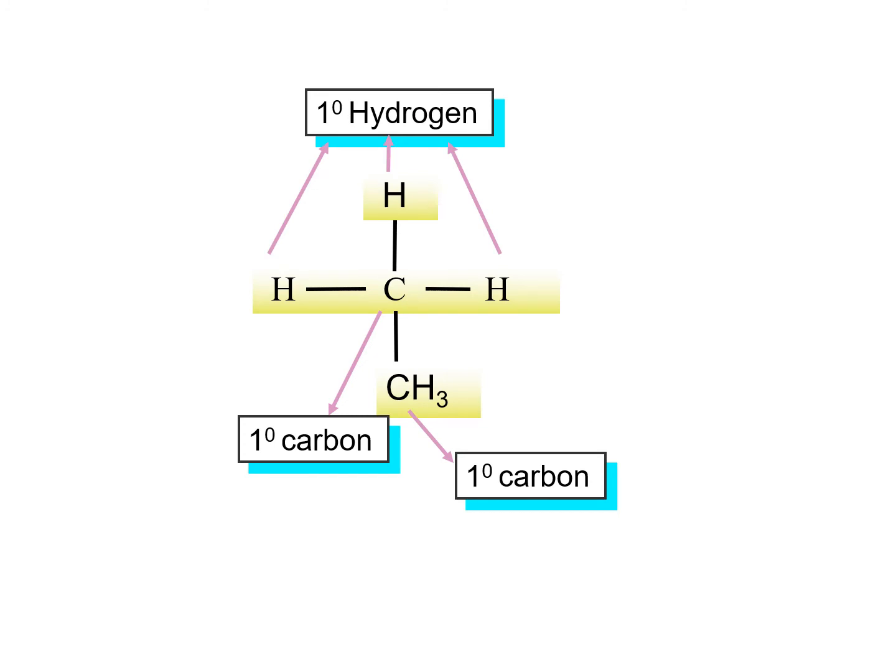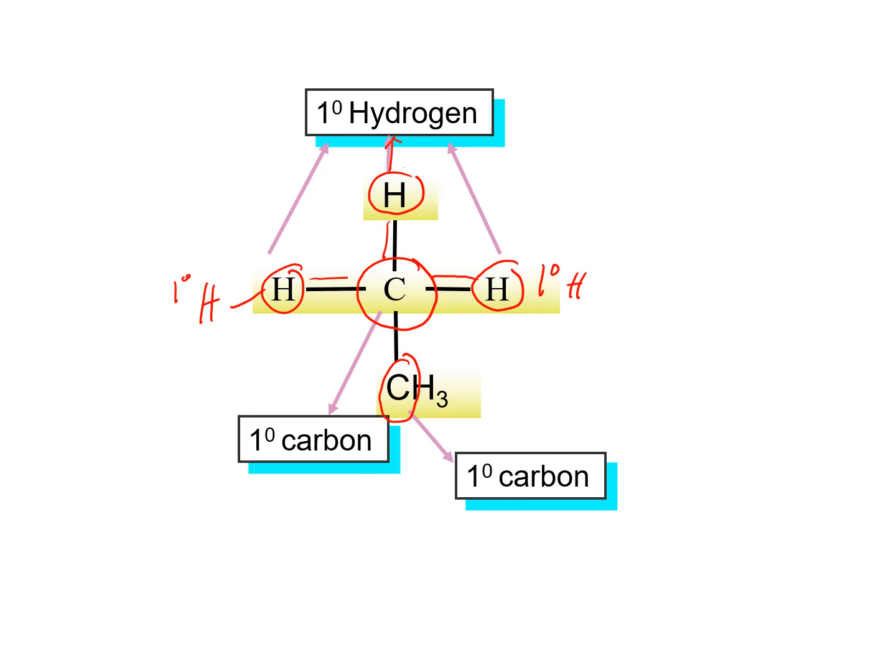For example, this carbon is primary carbon. How do you know it is primary carbon? Because it is bonded to only one carbon. This carbon, one carbon neighbor. Okay, so it is primary carbon. So the hydrogen attached to this carbon is called primary hydrogen. So this is primary hydrogen, and also this is primary hydrogen.